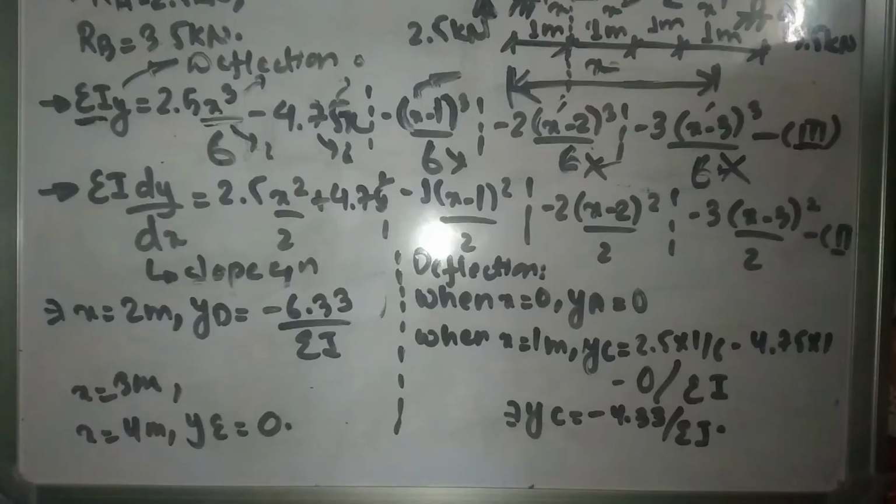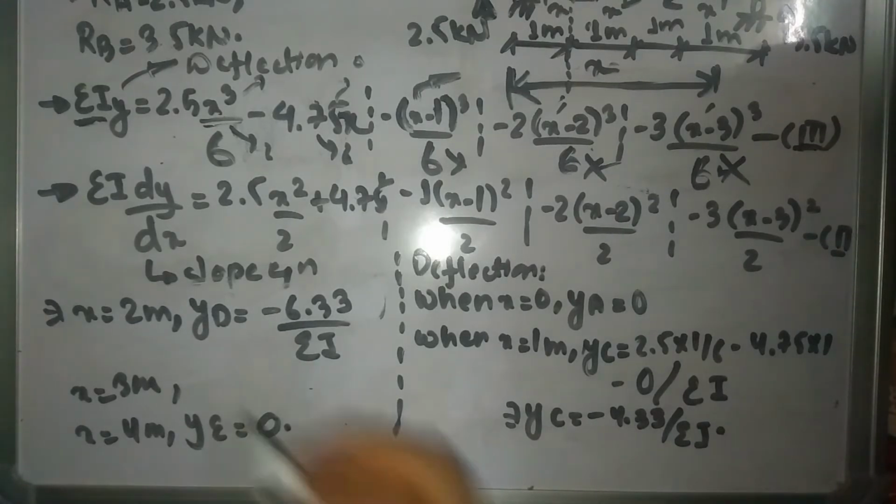Now for x equals 3 meters, we're going to simply substitute 3 over here.